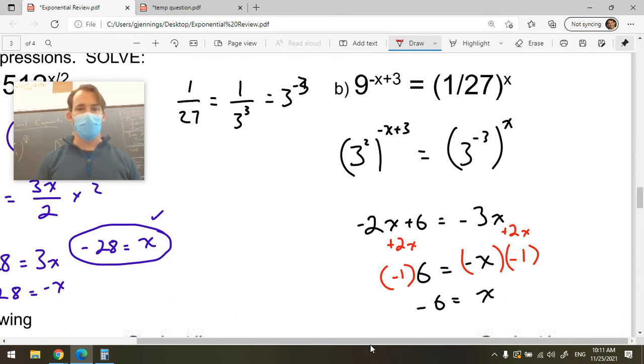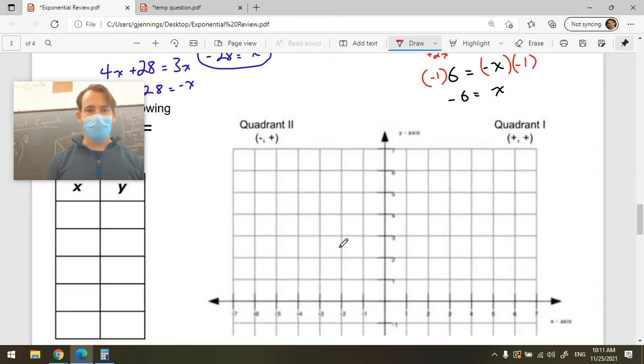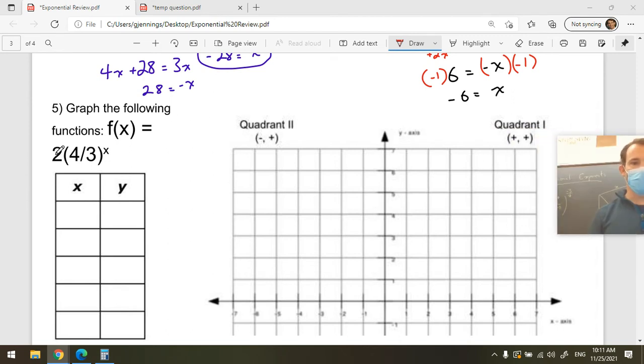We're getting pretty close to the main event here: graphing transformed exponential functions. Let's keep going. All right, zoom out a bit. So we want to graph these functions, if we have 2 times 4 over 3 to the x.